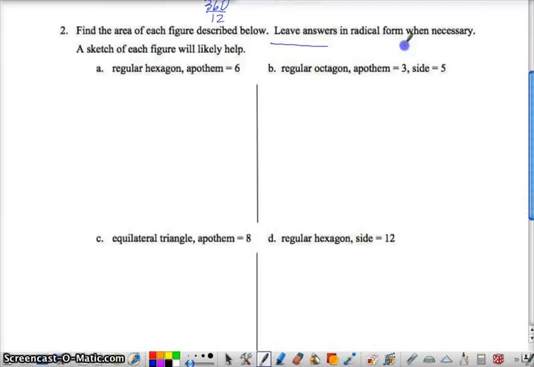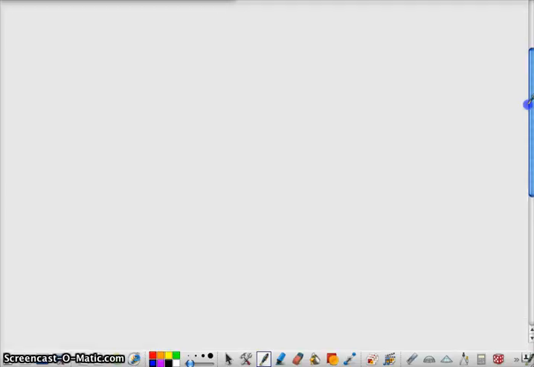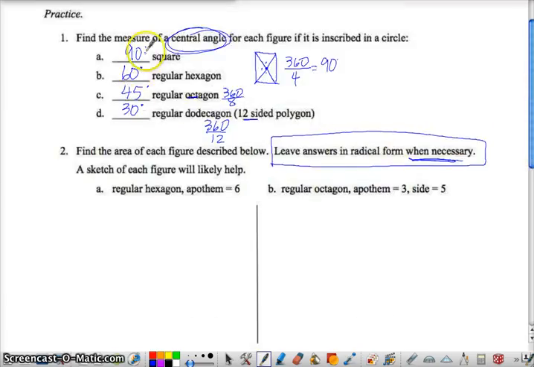It says here, leave the answers in radical form when possible or when necessary. It's never necessary, so I should say when possible. If you're getting radicals because you have a 30, 60, 90 degree triangle or a 45, 45, 90 degree triangle, remember we're going back to those special case triangles. So here's a quick reminder. If this is x, this is 2x, this is x root 3, right?